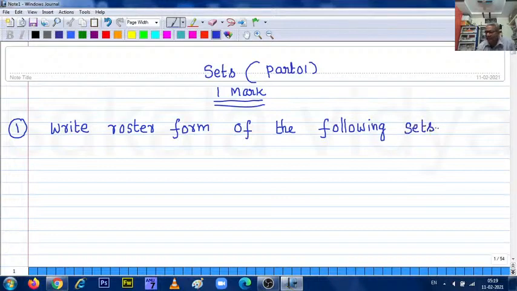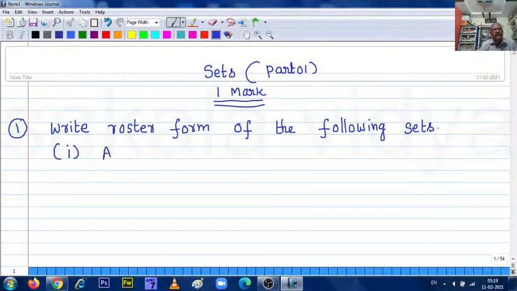The roster form means the list form. So we need to write the elements of the set separated by commas and put in between the brackets. That's called roster form. Don't worry, I will explain. So first question.